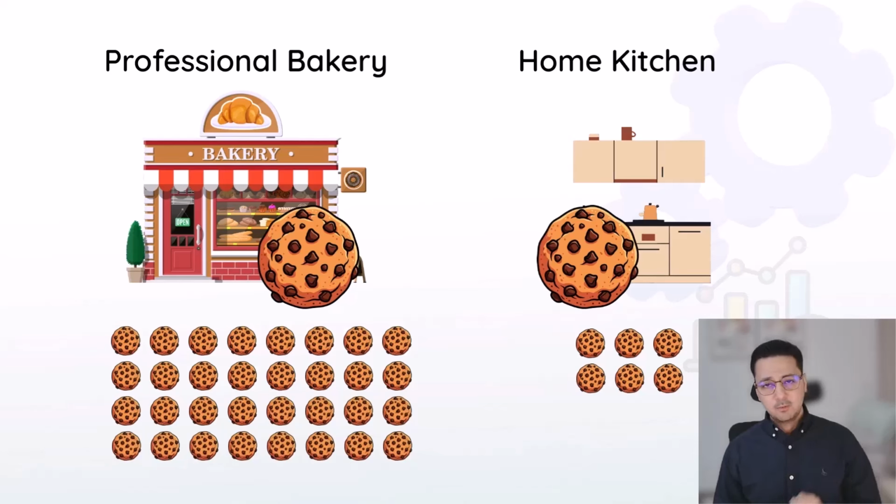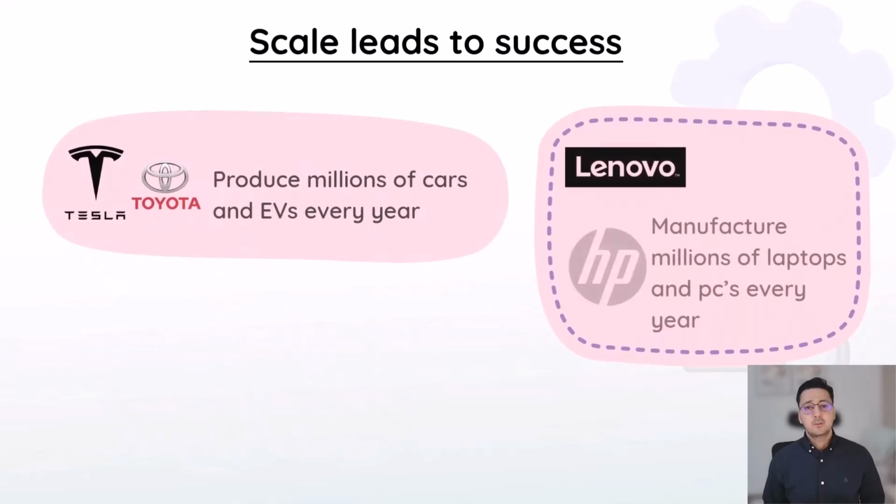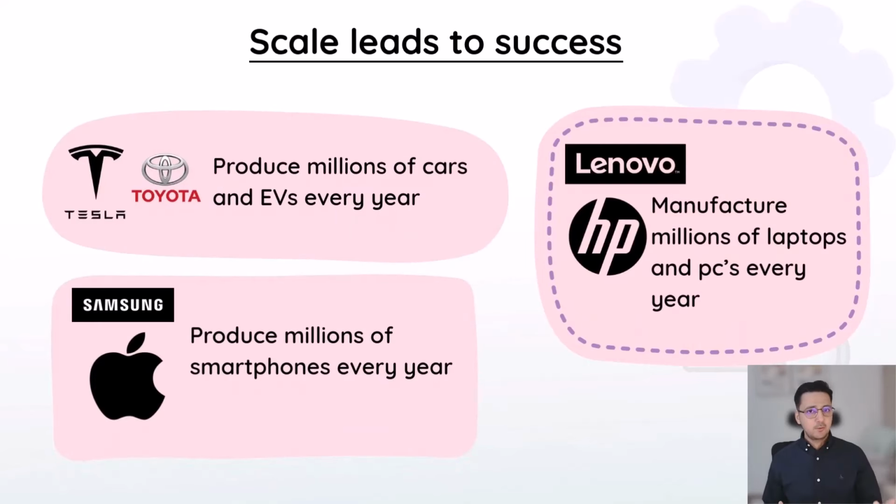What sets the bakery apart from home kitchen is not just the taste. One of the key differences is the scale, their ability to produce hundreds and thousands of cookies every single day consistently. The same idea applies to many successful companies. It's not just about having a good product. Of course, having a good product is a very important factor, but it's about having systems that allow that product to be produced reliably and at a scale.